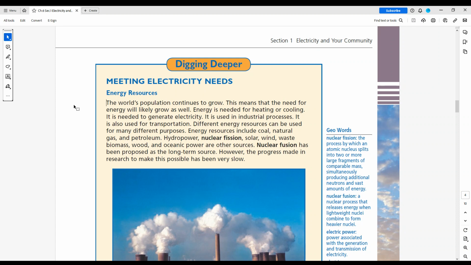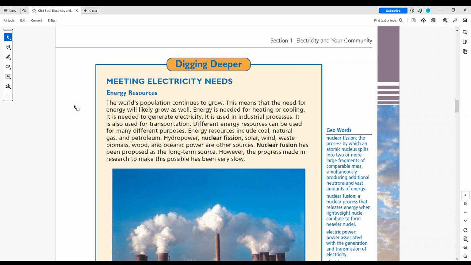The world's population continues to grow. This means that the need for energy will likely grow as well. Energy is needed for heating or cooling. It is needed to generate electricity. It is used in industrial processes. It is also used for transportation. Different energy resources can be used for many different purposes.